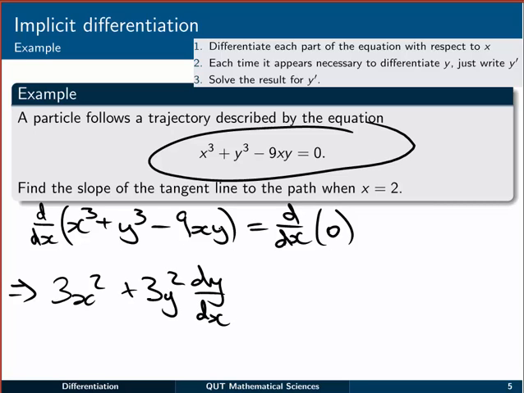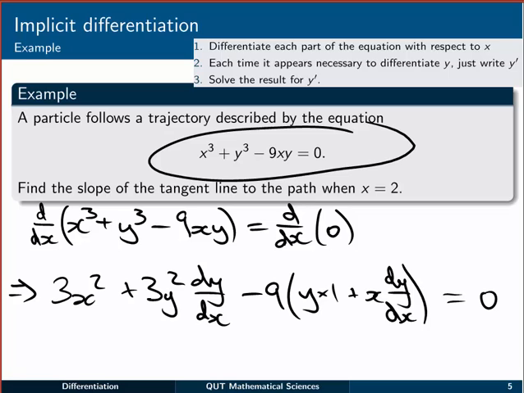Minus 9xy, that one's actually a product, right? It's minus 9x multiplied by a function of x, y. So I'm going to use the product rule there. I'm going to pull the 9 out the front, and then differentiate using the product rule. So I'll say it's y by the derivative of x, which is 1, plus x by the derivative of y, which is dy dx. So that's my product rule there. And the right hand side equals the derivative of 0, which is of course 0.